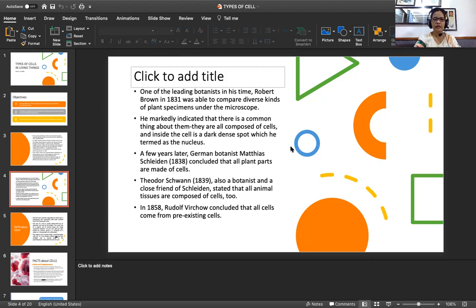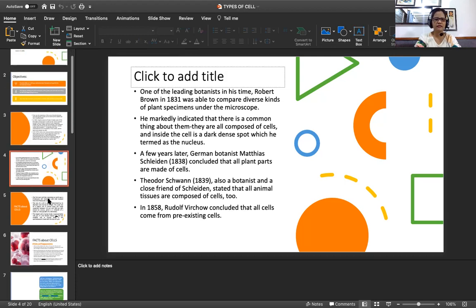After that came German botanist Matthias Schleiden in 1838. He concluded that all plant parts are made of cells. After Schleiden came Theodor Schwann in 1839, also a close friend of Schleiden, who stated that all animal tissues are composed of cells. After that came Rudolf Virchow in 1858. He concluded that all cells came from pre-existing cells.